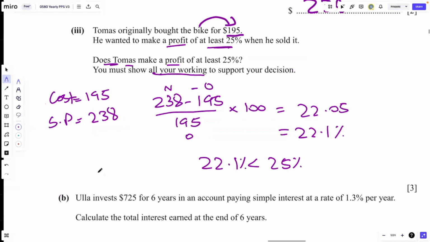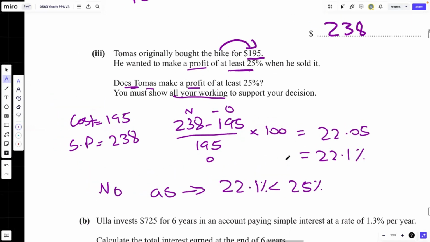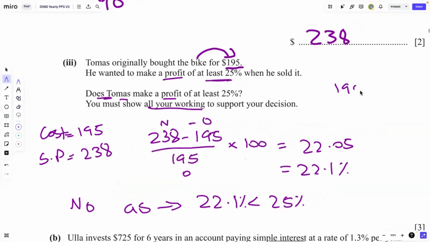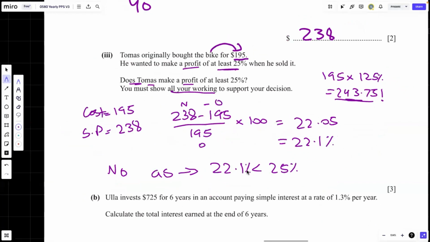So the answer should be no, as 22.1% is less than 25%. He did not make a profit of 25%. For him to make a profit of 25%, we would do 195 times 125%, adding 100 plus 25, and that gives the selling price he should have sold at, at minimum, to make a 25% profit. But he actually sold at 238. So the answer should be no, he did not make a 25% profit.